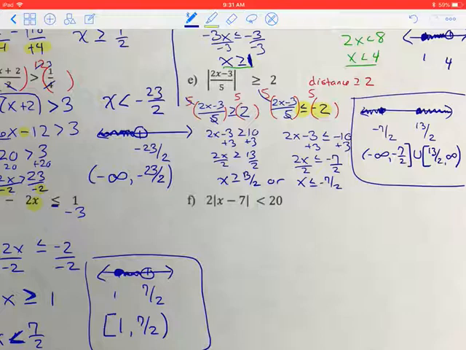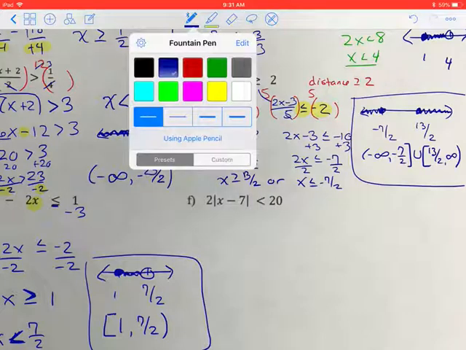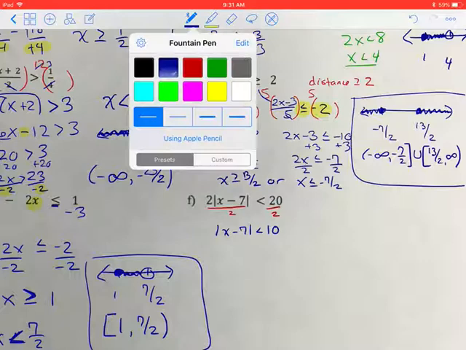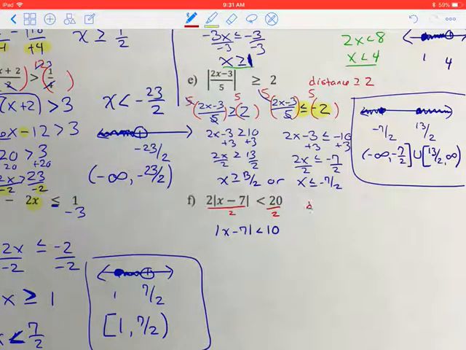Now if I look at F, F is a less than. So when I see this, actually I got to do one thing first. I do want to isolate the absolute value. So let's start by dividing by 2. And I'll get the absolute value of x minus 7 is less than 10. So I just want to do that first because when I'm thinking about my distance, I'm thinking about a distance less than 10.